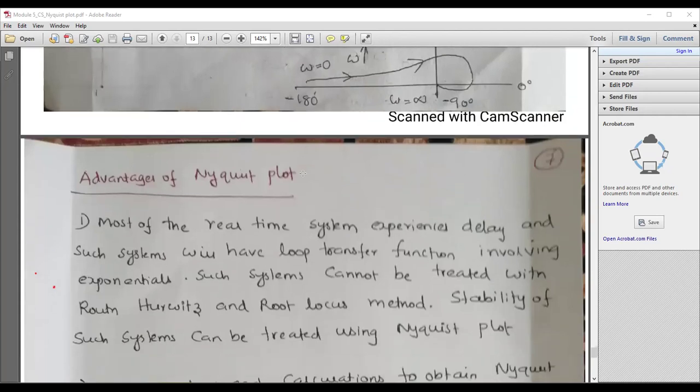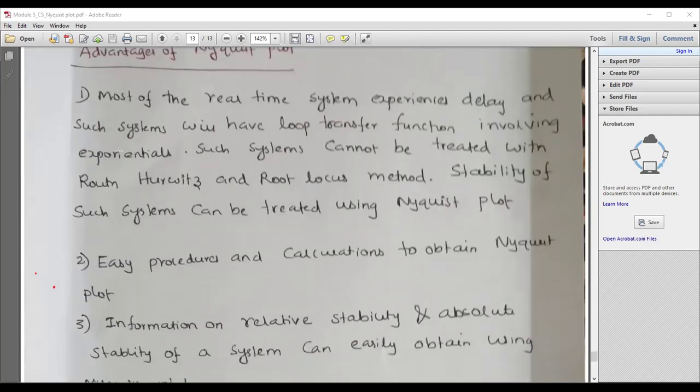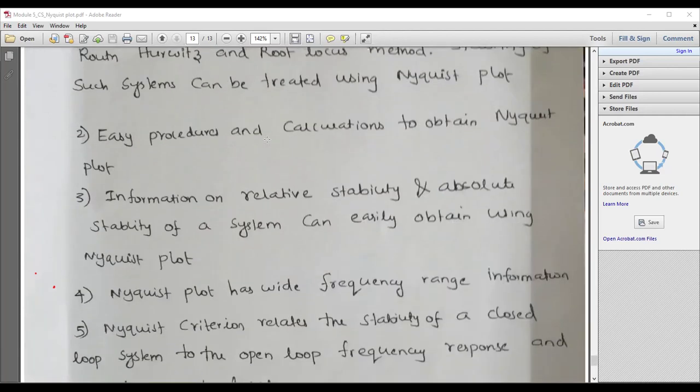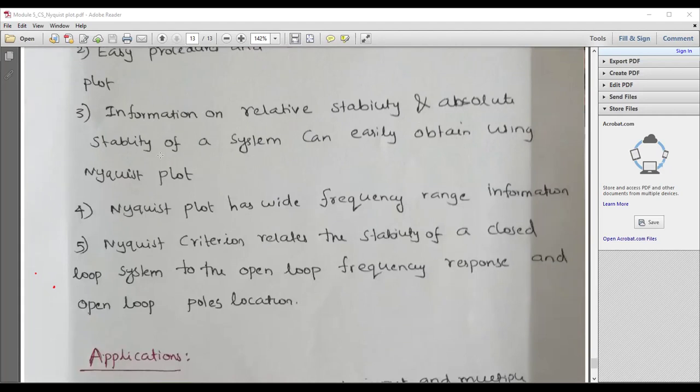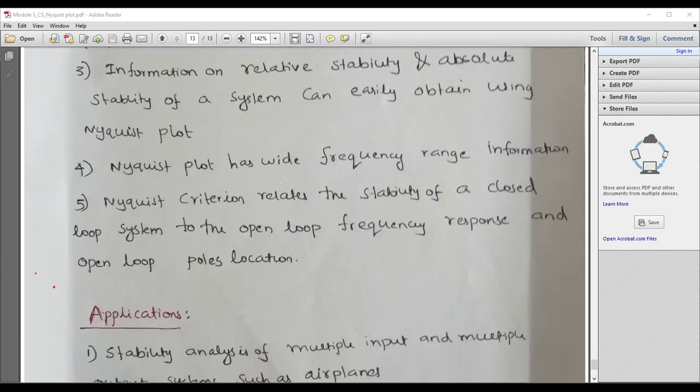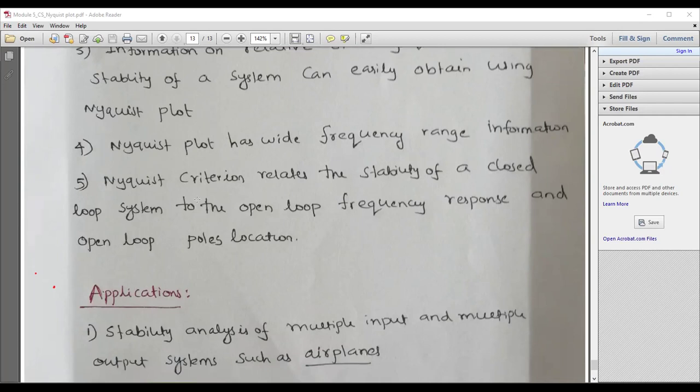Then the advantages: easy procedure and calculation. Most real-time systems experience a delay, and such systems have a loop transfer function involving an exponential. Such systems cannot be treated with Routh-Hurwitz criteria, root locus method, etc. For such cases, we can use the Nyquist plot. Information on relative stability and absolute stability of the system is easily obtained using the Nyquist plot. In the root locus and others, there is no relative and absolute stability. You can clearly observe that the Nyquist plot has wide frequency range information, whereas Routh criteria and root locus have limited frequency range information.